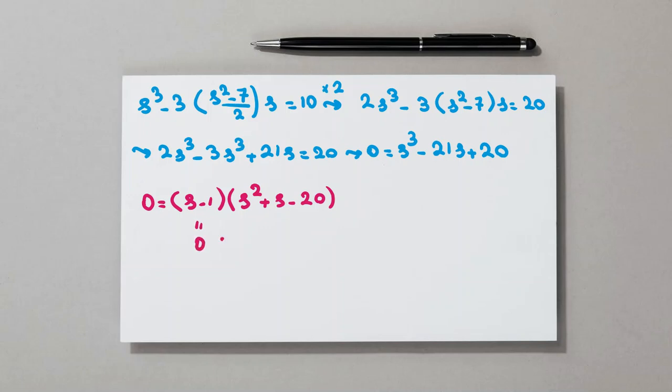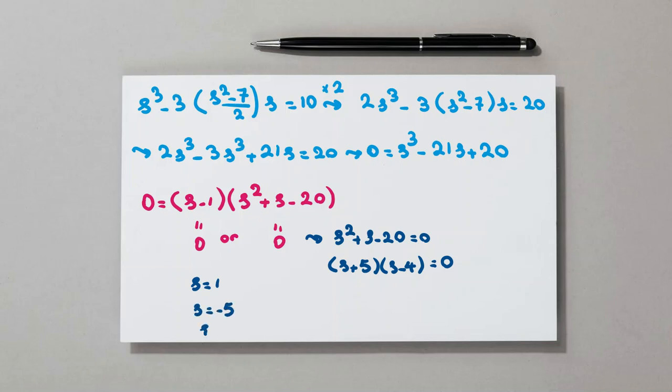So the first part is 0, or the second part is 0. If the first one is 0, you can say s equals 1. If this one is 0, you can say that s squared plus s minus 20 is 0. And you can factorize. It's (s plus 5)(s minus 4) equals 0. Okay? Now, s equals negative 5, the other value, and s equals 4.